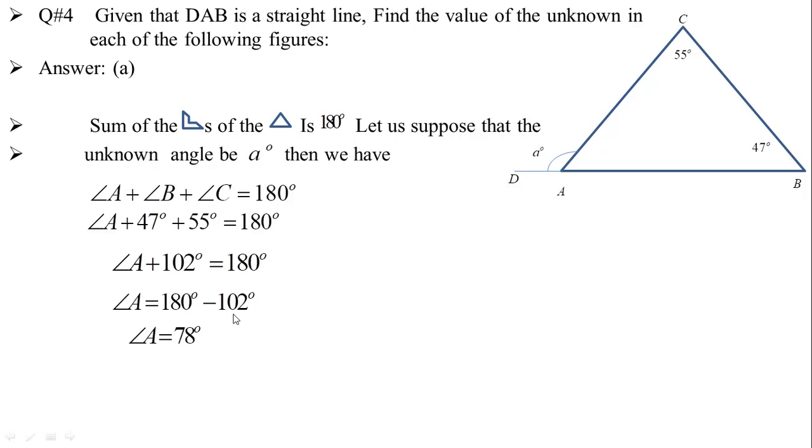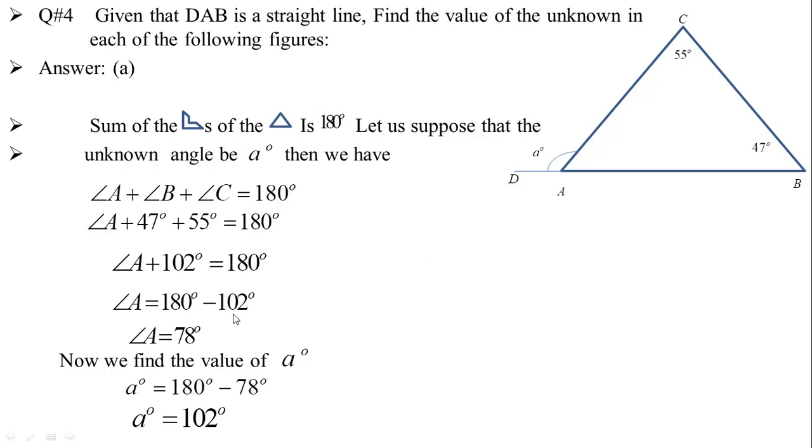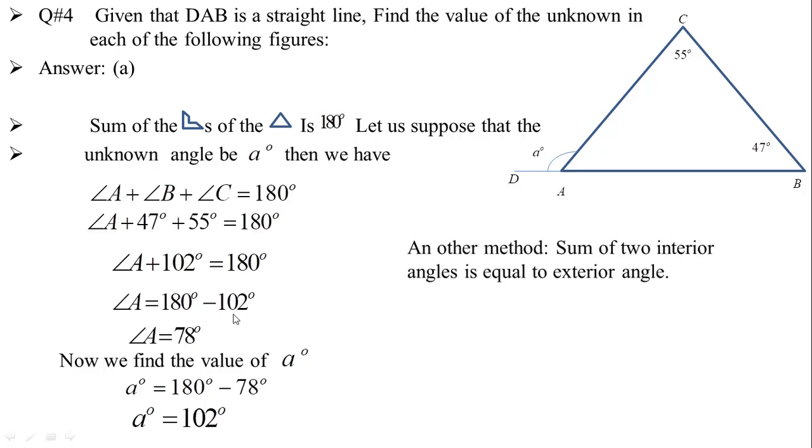Now we can find the unknown angle. The angle of a straight line is also 180 degrees. Then we can write it in the form: A degrees is equal to 180 minus 78. Then A degrees is equal to 102 degrees. The first method is easy but the other method is also easy.